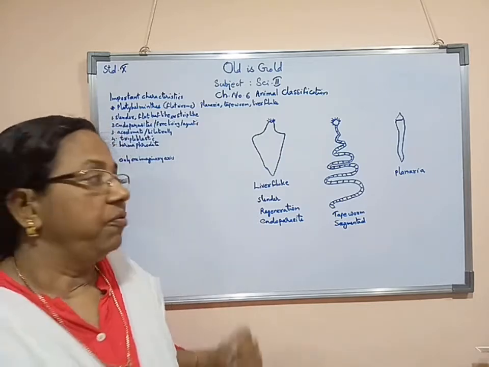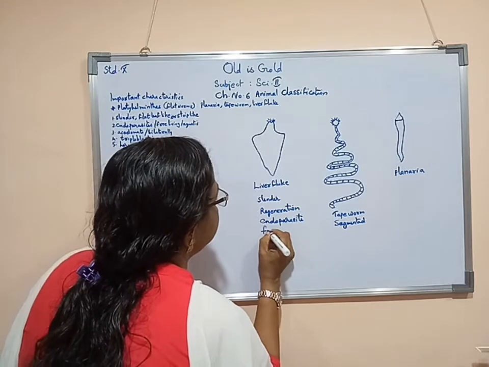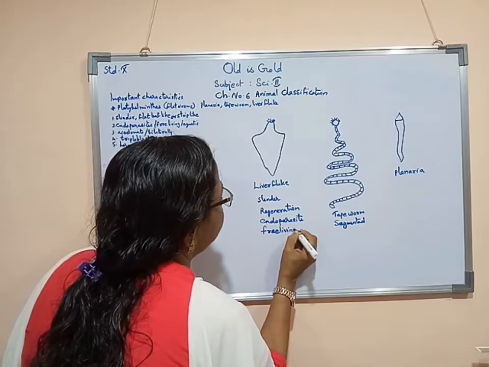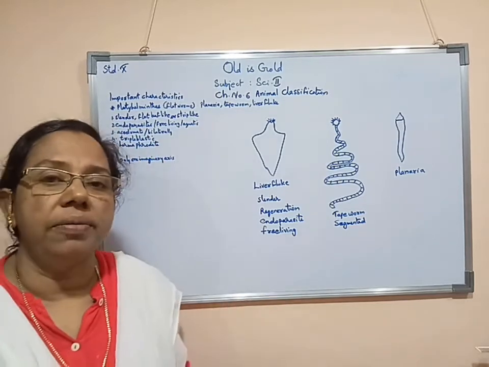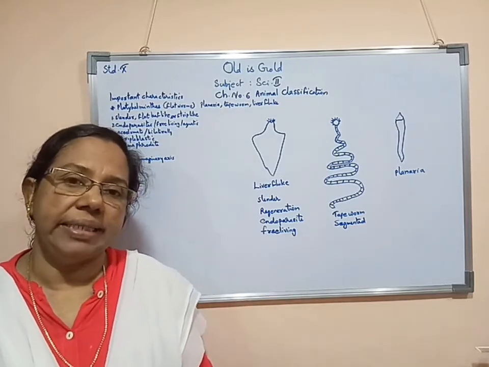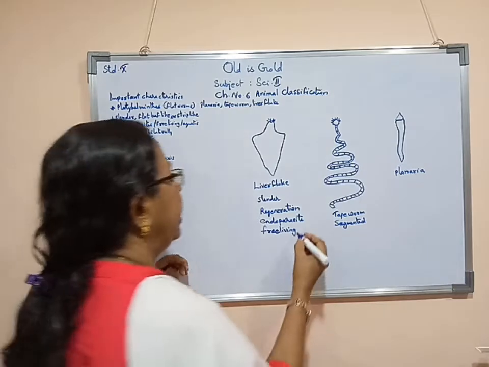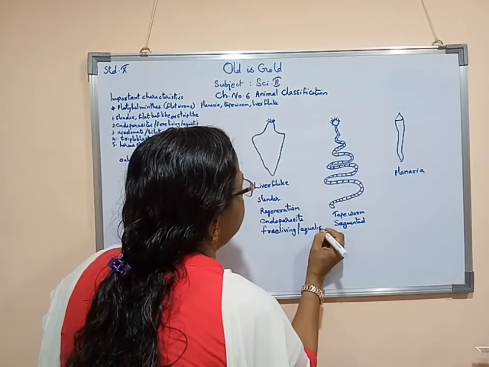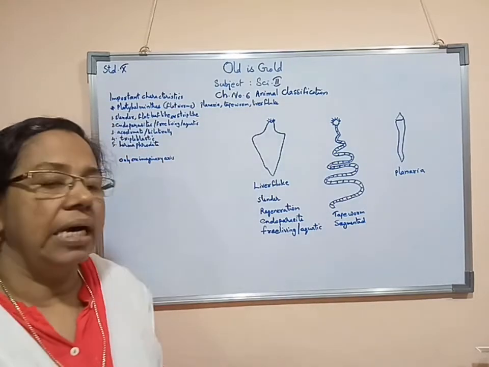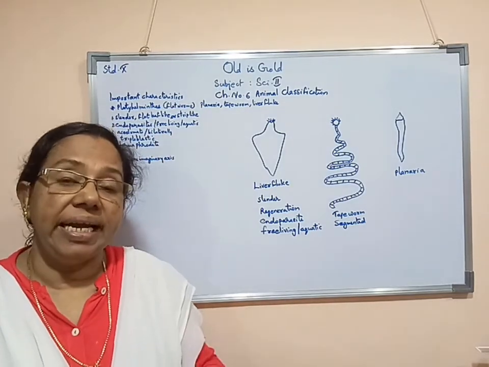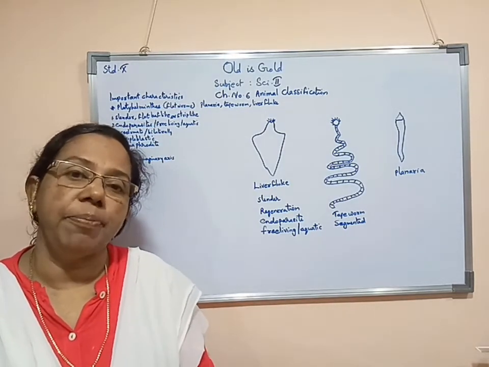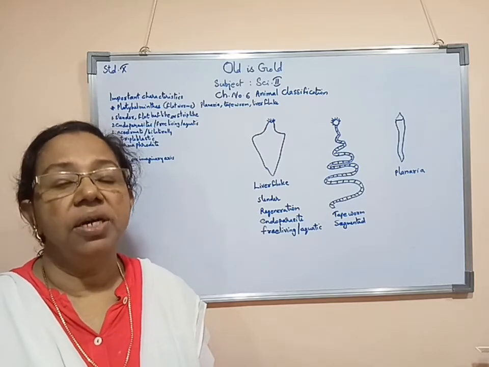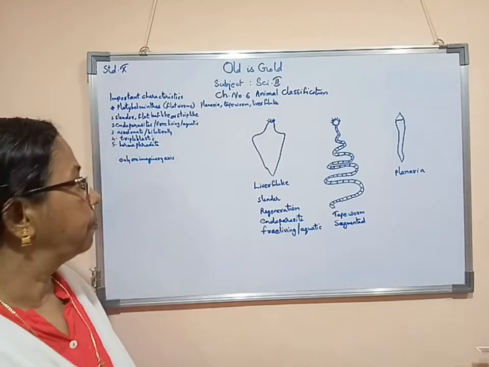Some are, we can say, free living. Some of them are free living. That means they are not directly depending on other organisms. We can even say that they are aquatic. These free living platyhelminthes are aquatic ones. They are not directly depending on other organisms for their nutrition or for their food.